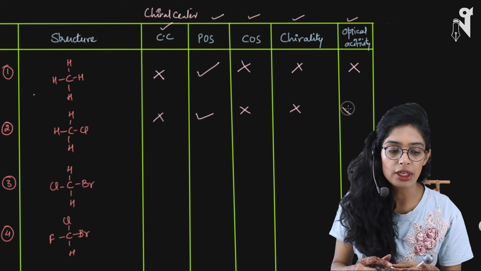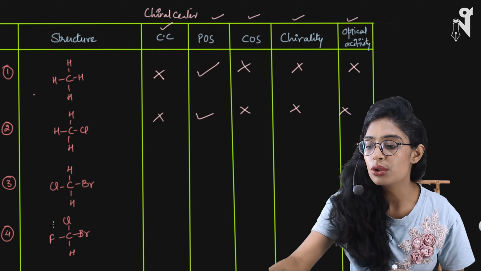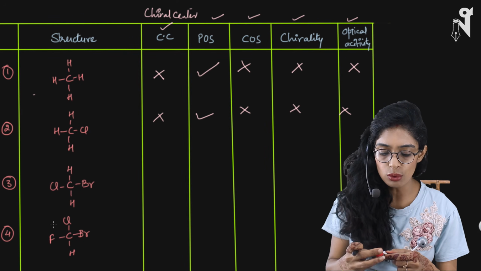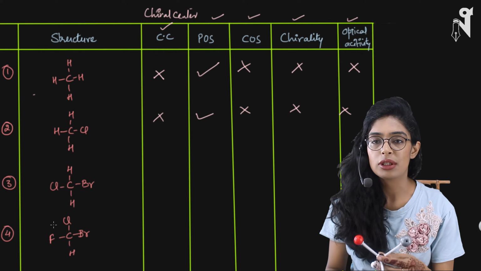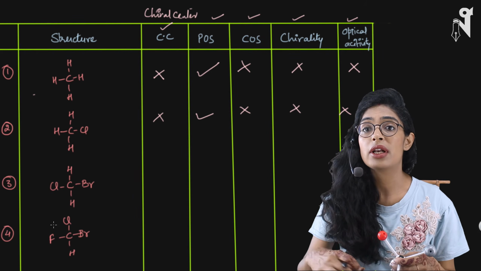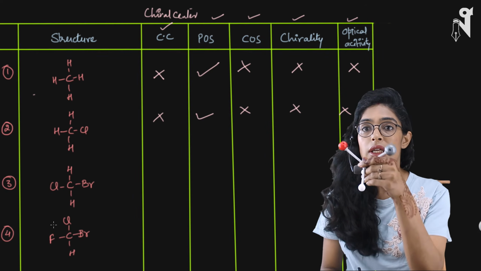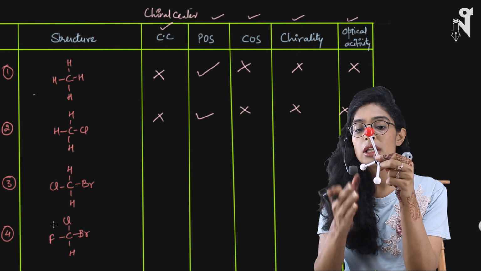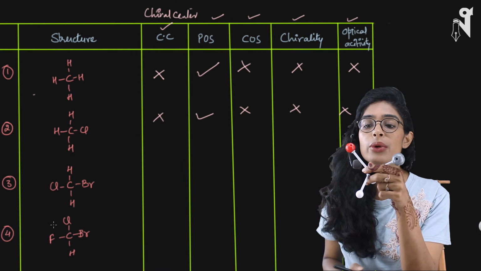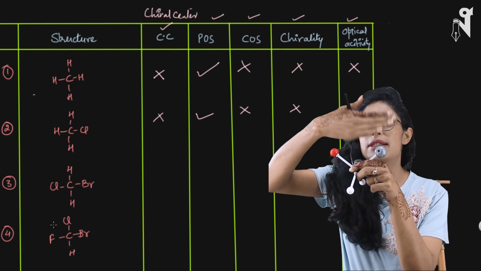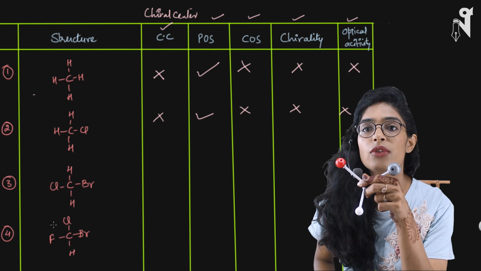Now let's see if I change it to some other group. Let's say I remove one more hydrogen and I add some other group. Will it now stop showing the POS? This is the group. Okay, now two hydrogens and two other different groups, chlorine and bromine. Again, I'll take the same plane and cut it like this. What will happen?